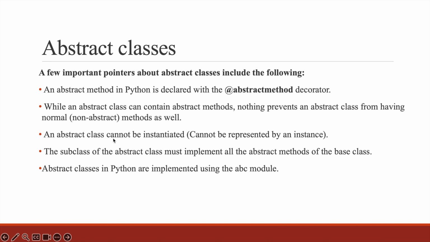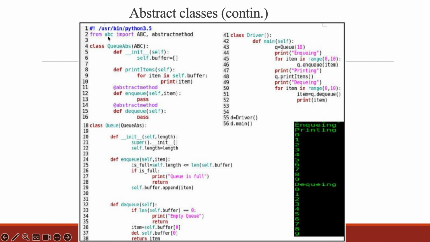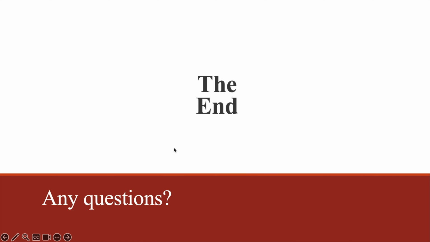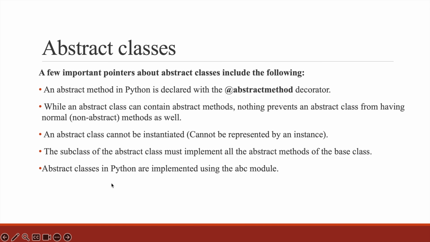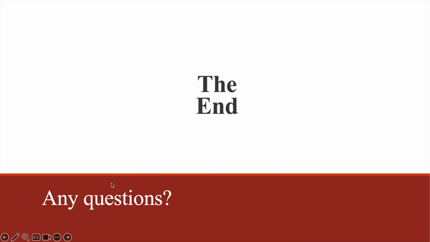And an abstract class cannot be instantiated. We cannot create objects from that class. A subclass of an abstract class must implement all the abstract methods of the base class, as we've seen just a few minutes ago. So abstract classes in Python are implemented using the ABC module. We always have to include the ABC module, and we import ABC and abstractmethod. So all of this we've already covered, and this concludes our lecture.